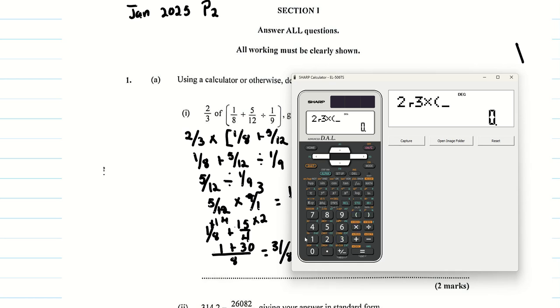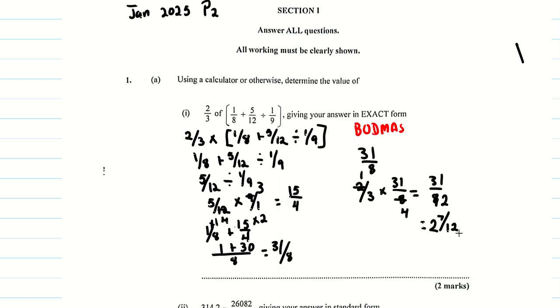Multiply by open bracket 1 over 8 plus 5 over 12 divided by 1 over 9, close brackets. You press equal and you got 2 and 7 over 12. So you know that our answer of 2 and 7 over 12 is correct. Yeah? So that is how you would do it on your calculator, or this is how you would work it out. Right?